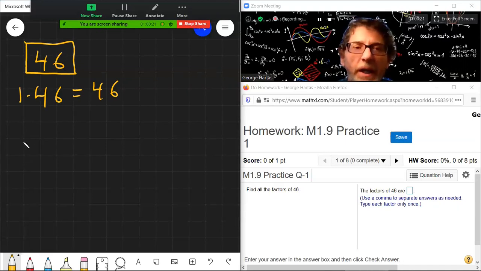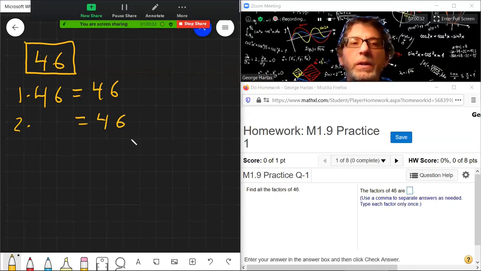All right, now, can I say 2 times something is 46 based on the rules of divisibility? Is 46 divisible by 2? Yes, it is, since the 6, which is in the ones digit, is an even number. So yes, there is some number that when I multiply by 2 will give me exactly 46. Now I know that's 23. If you did not know that, you would use long division on the side and figure that out.